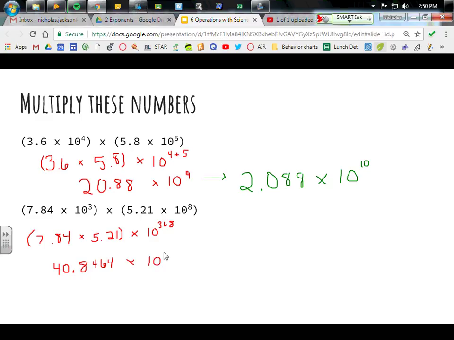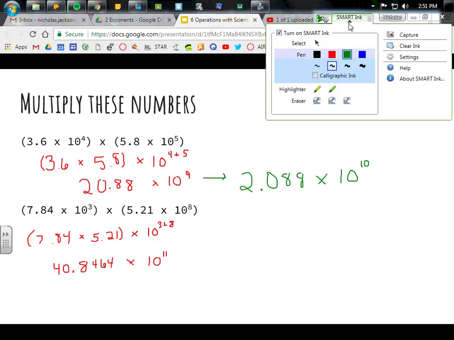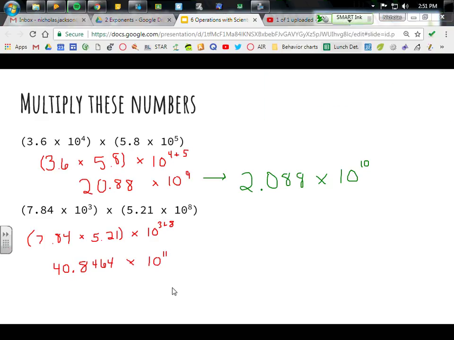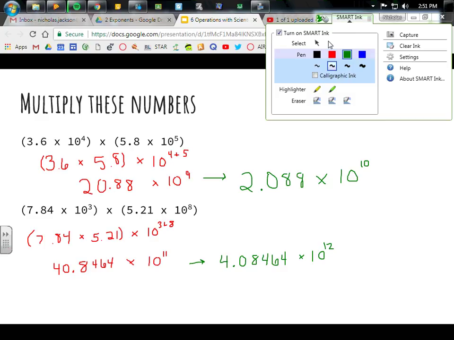to the 11th. Once again, this is not yet in scientific notation. So we have to move our decimal 1 space to the left. By doing so, that means we have to increase our exponent by 1. So we're going to end up with 4.08464 times 10 to the 12th. Okay, so that's multiplying. Not too bad.